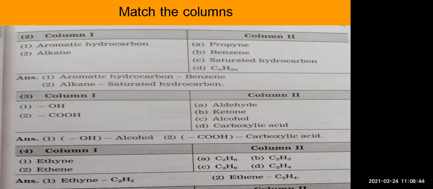Then comes ethene, and ethene goes with the formula CnH2n. Okay, so in that case, eth means 2 carbons, and hydrogen is 2n. So 2n means 2 into 2, so 4 hydrogens will be there. That means the number of carbons will be 2 and hydrogens will be 4. So we will go with option D for ethene.